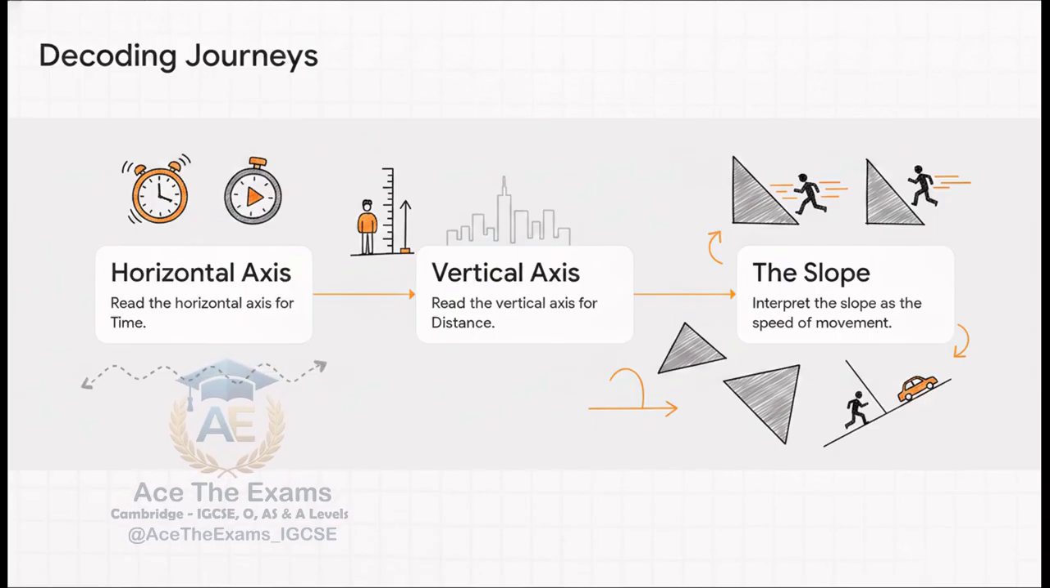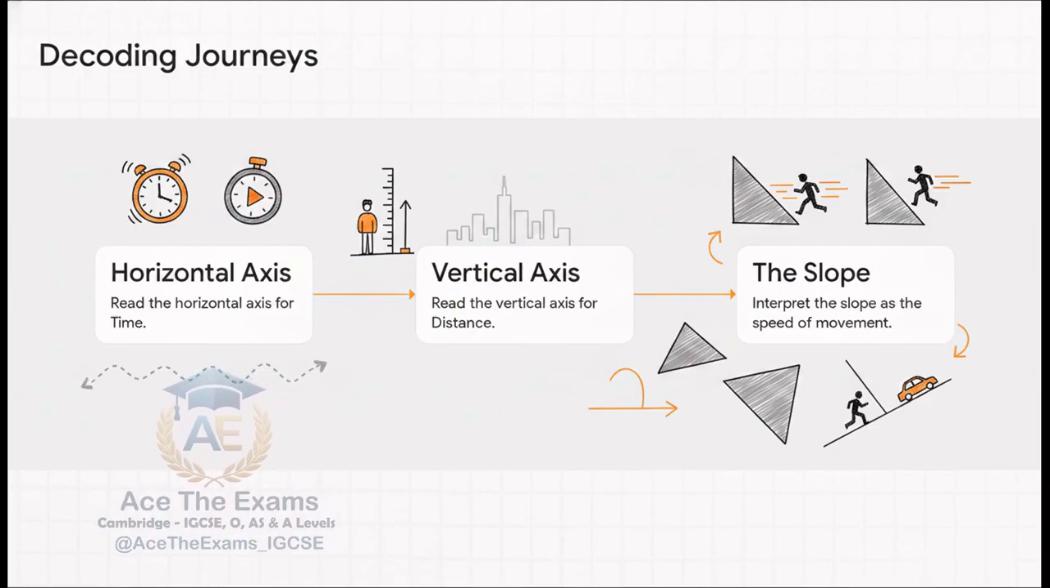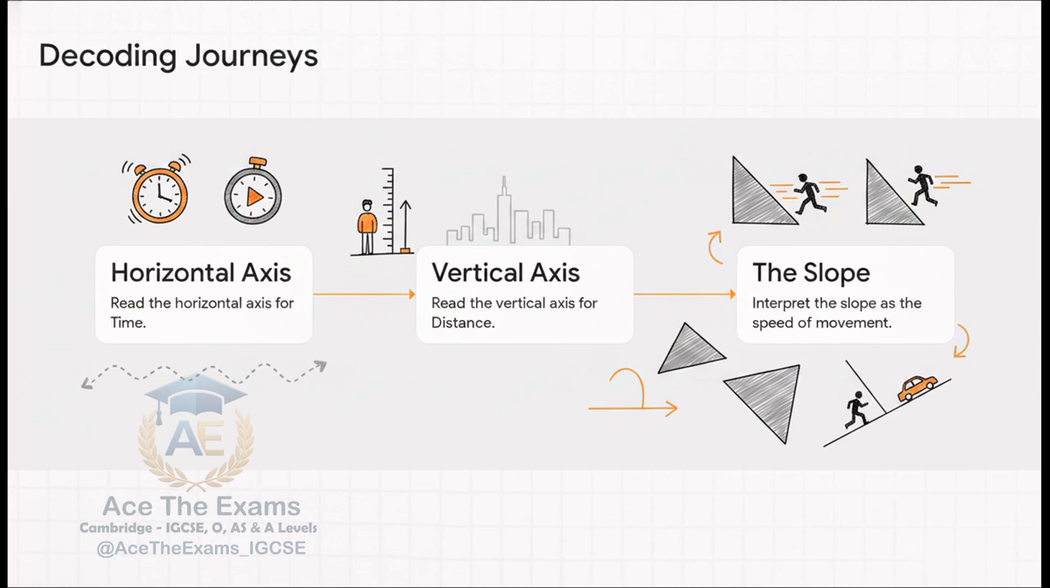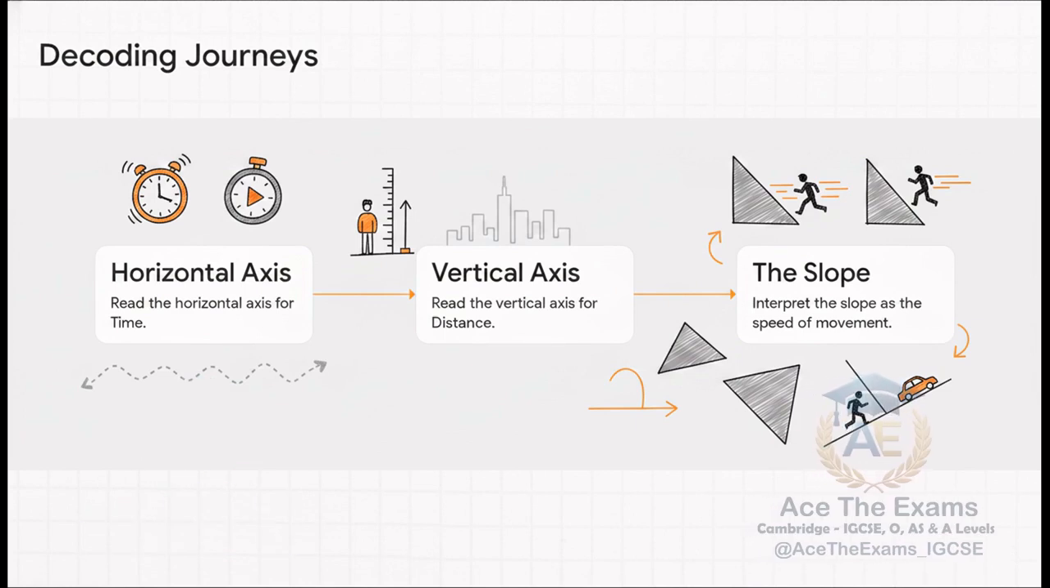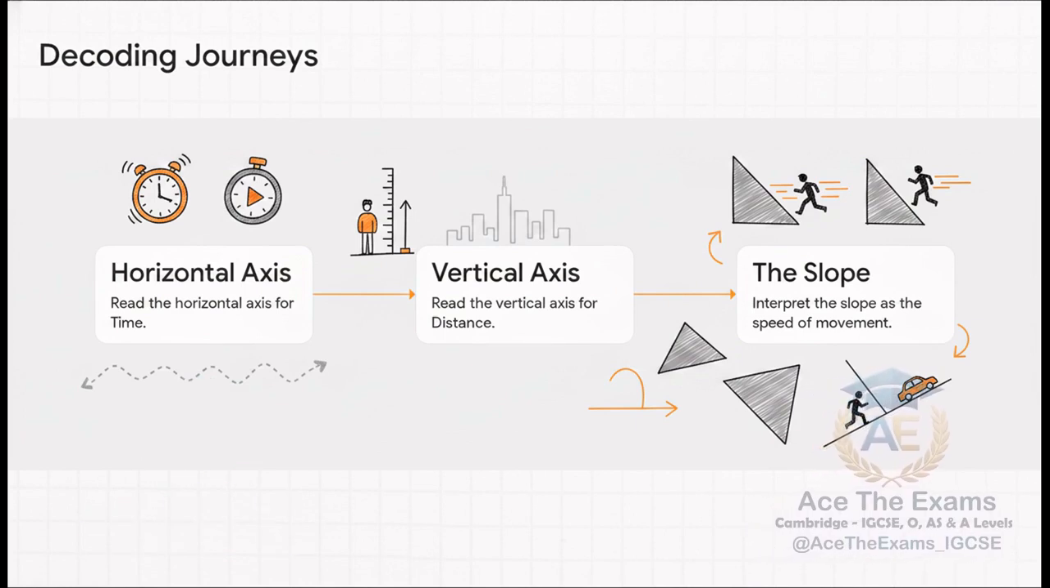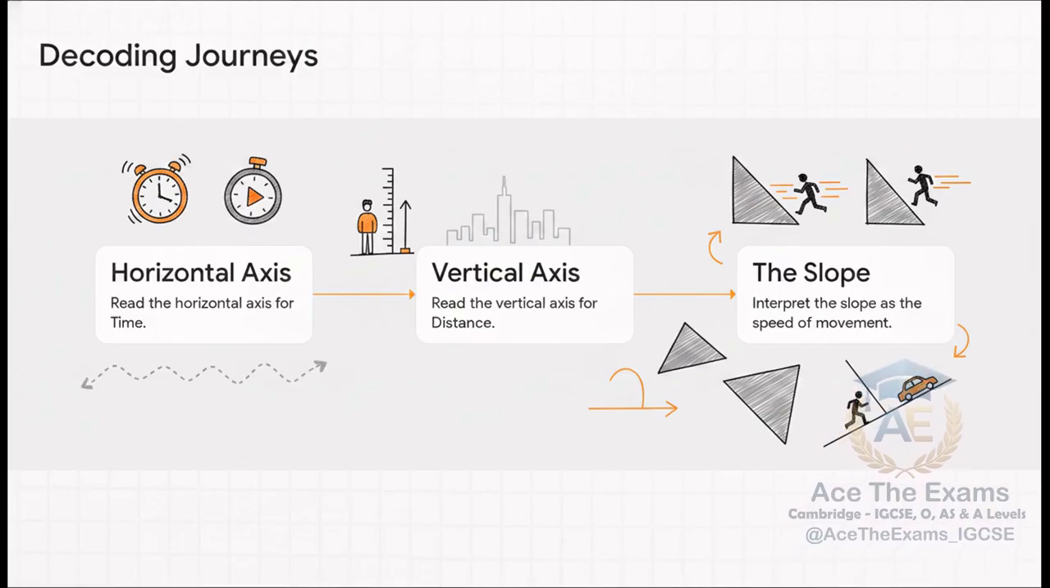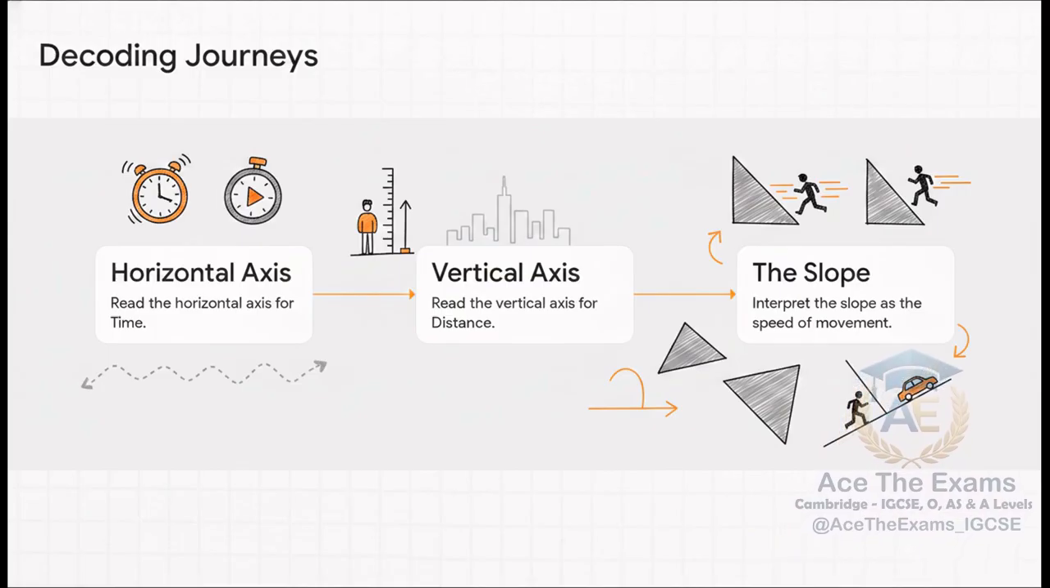Step 3 is the most important. Interpret the slope of the line as the speed of movement. Every change in the angle of that line represents a distinct physical action. A steeper line, the object is moving faster. A shallower line, they've slowed down.